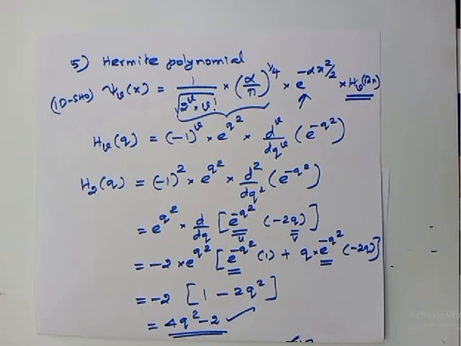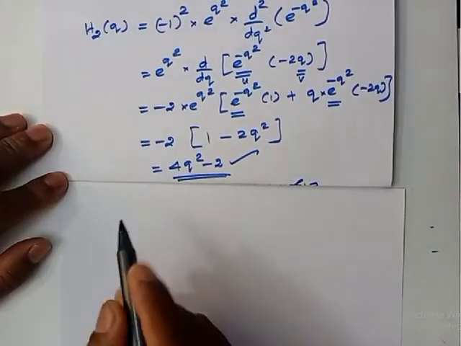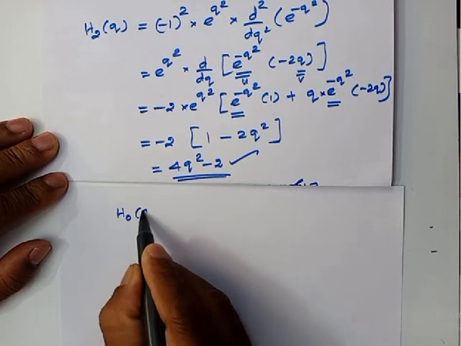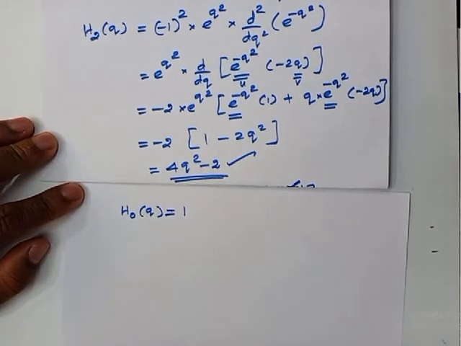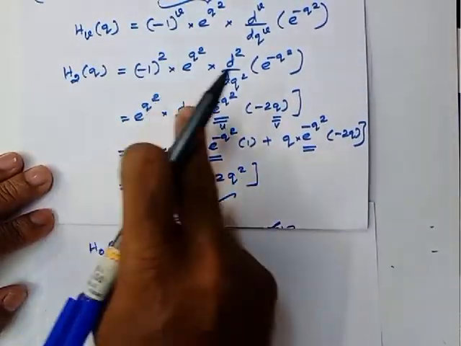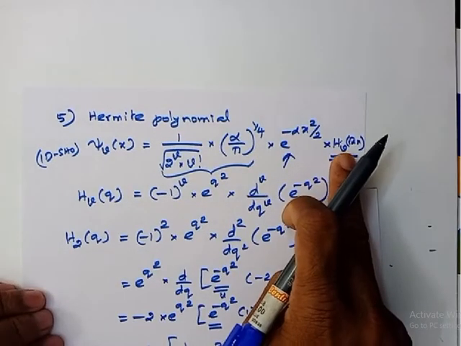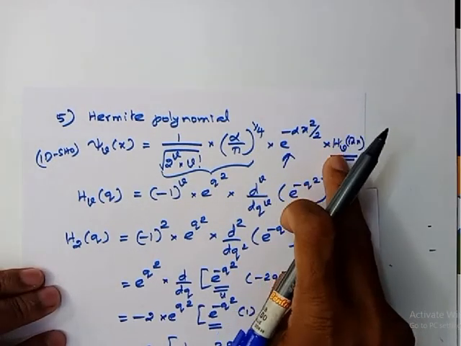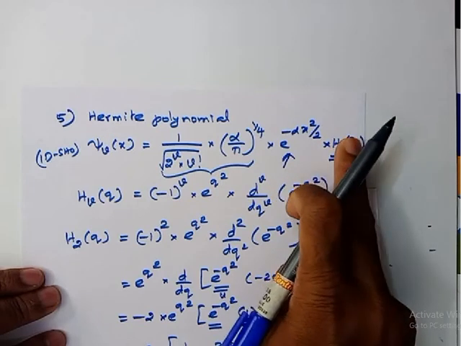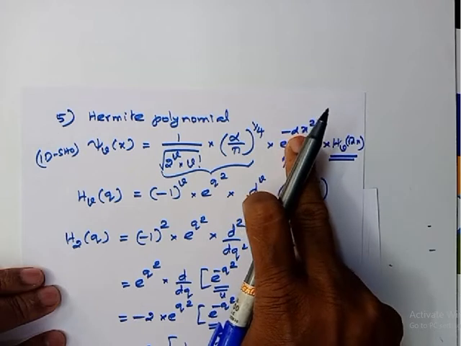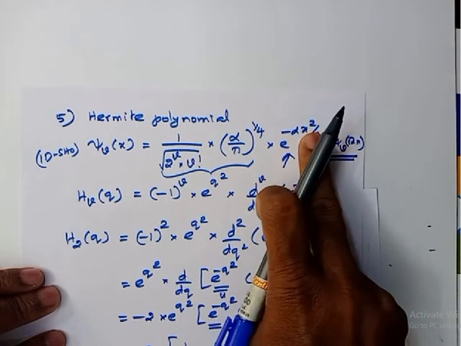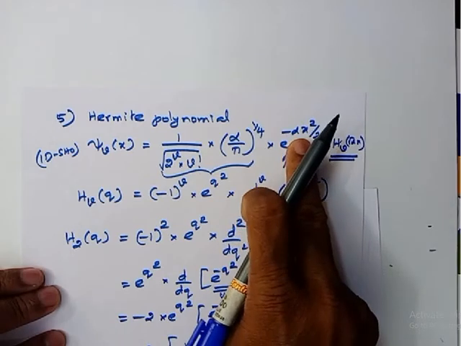As the vibrational state changes, the normalization constant also will change. I have already told you, try to remember the wave function for the ground state at least. For the ground state, the Hermite polynomial is actually 1. If you calculate using this formula, you'll get the answer as 1. Now I substitute this in the wave function formula. For ground state v equal to 0, the Hermite polynomial value is 1. Keep this function as such. This function remains the same for all states.